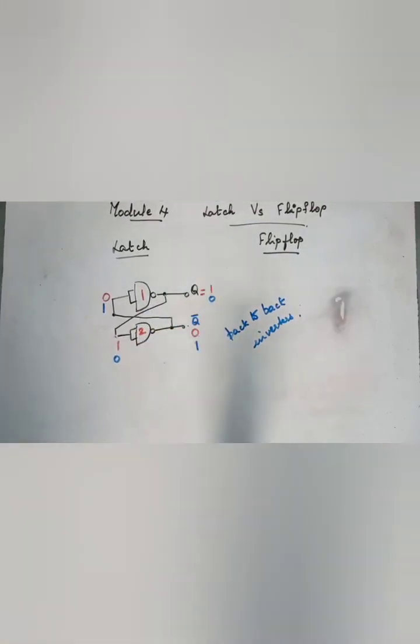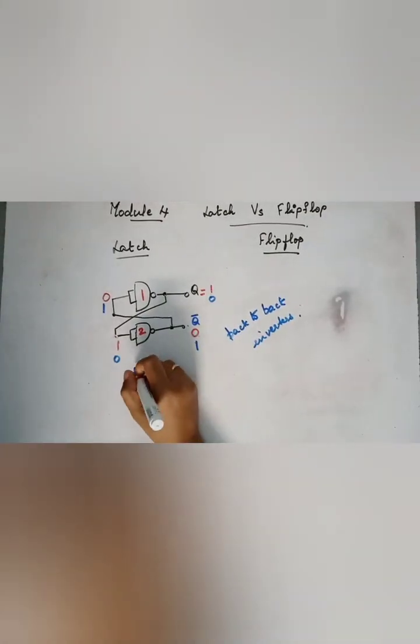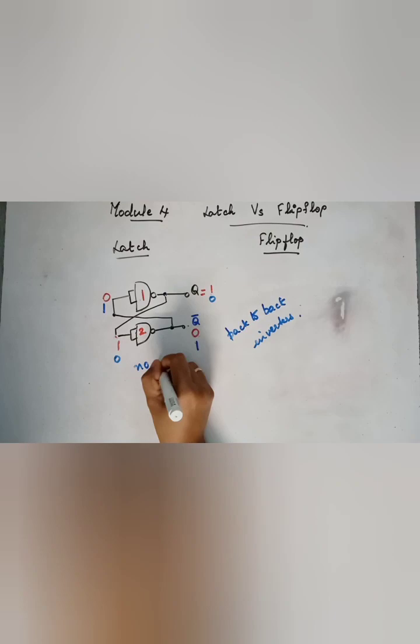So instead of NAND gates, you can use NOR gates also. Normally, we will be using NAND itself. But if you use NOR or NOT, anyway, it will be the same. So if you have two inverter circuits connected back to back, where you don't have an input, no input.